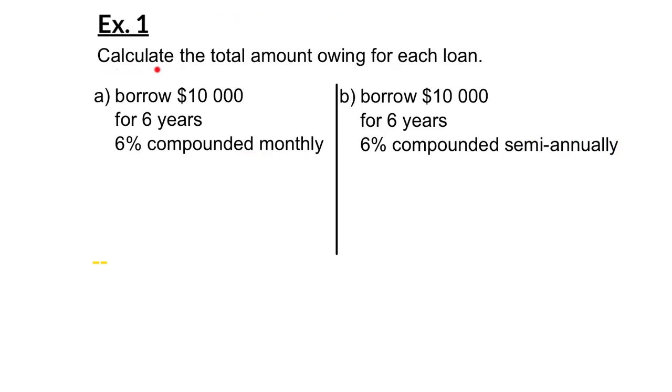Here's the next example. Calculate the total amount owing for each loan. So total amount owing, you're calculating A. In the first instance, you're borrowing $10,000 for 6 years. Same with the second instance, you're borrowing $10,000 for 6 years. They both have the same annual interest rate of 6%. For the first one, we're compounding monthly. For the other one, we're compounding semi-annually. So pause the video and calculate A for each of these loans, and then check back in to see how you did.